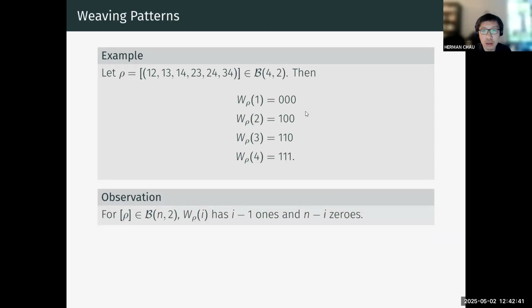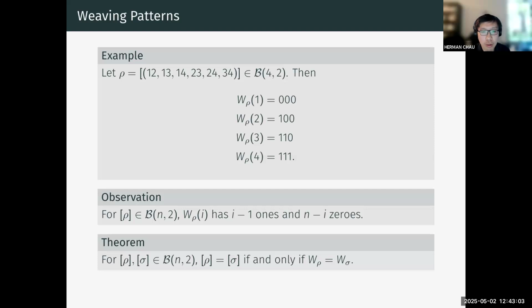So one observation here is if you look at the binary string corresponding to the number i, it's going to have i minus 1 ones and n minus i zeros. But it's possible that the zeros and ones can occur in an arbitrary order. And so a theorem about these weaving patterns is that this actually captures enough information to recover the original commutation class. So specifically, if I have 2 different commutation classes, they are the same if and only if the weaving patterns are the same. This is a little surprising because it seems like we've thrown away a lot of information, but we can somehow still reconstruct the reduced expression from just this pattern of zeros and ones.